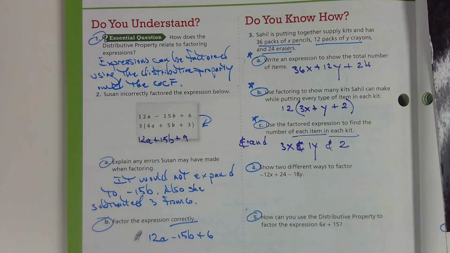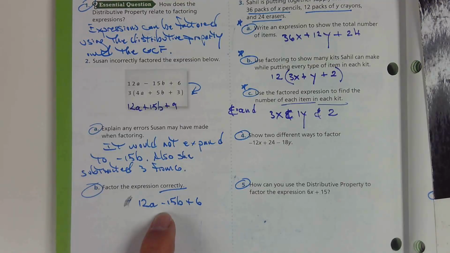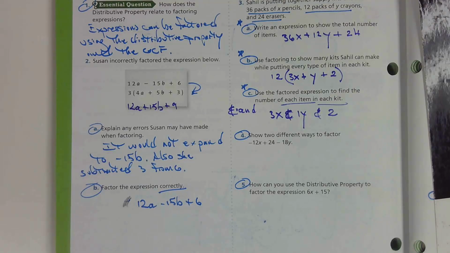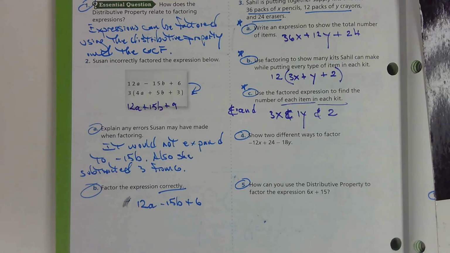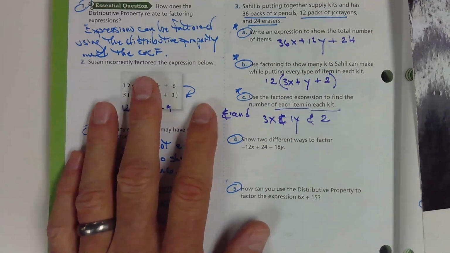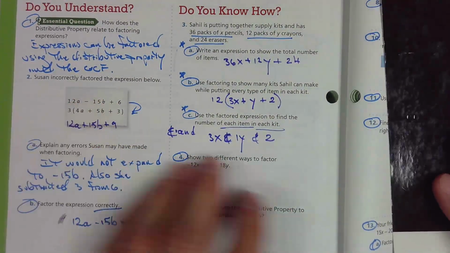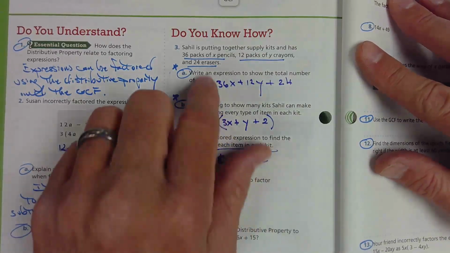And then b down below, it said to factor the expression correctly, and it should be 12a minus 15b plus 6. And then I did these for you guys. Let's look at this for a moment, because you're going to have some problems like this. Let's look at number 3.